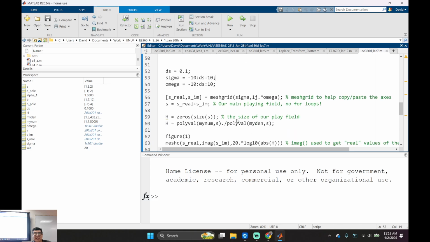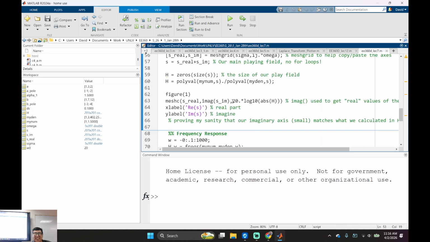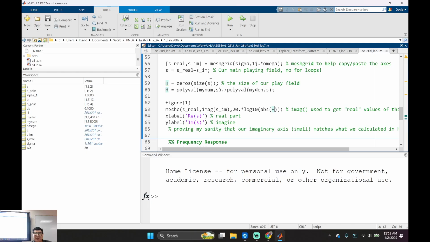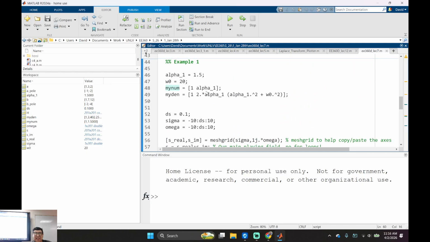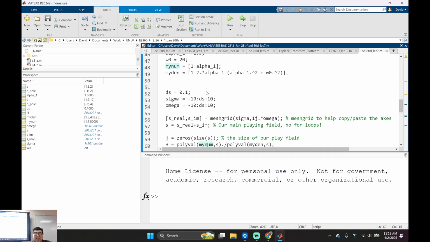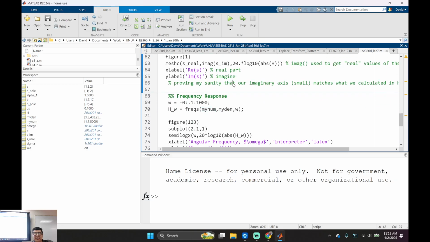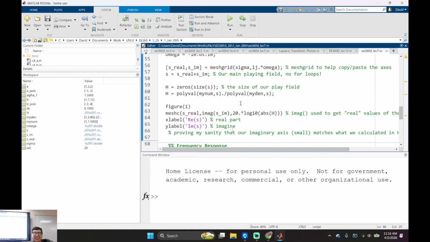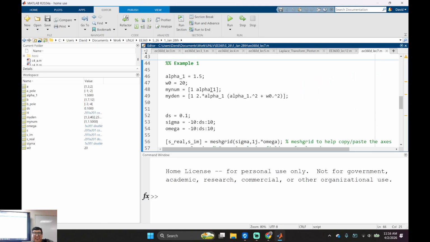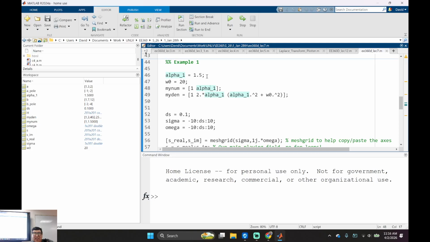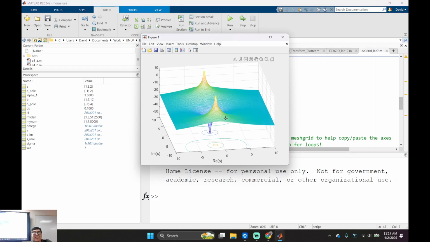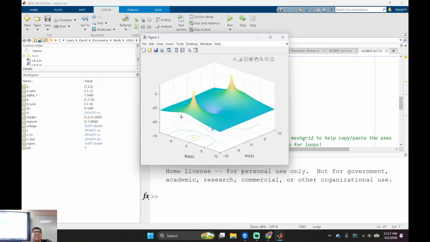And where did I get that S? Give me a second. S real, H. Where's H coming from? My num, my den. What the heck? Run. Why is it looking like that? Give me a second. Alpha 1, 20. Oh, I know what's going on. 7.